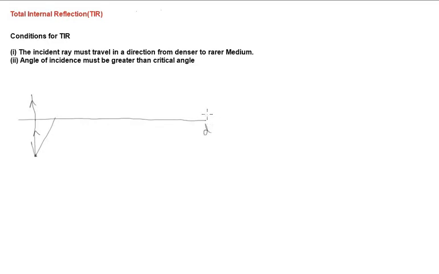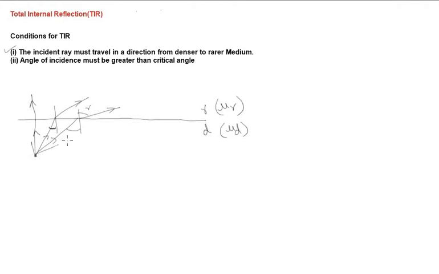Now suppose this is the denser medium, this is the rarer medium, and the refractive index of the rarer medium is mu r, and the refractive index of the denser medium is mu d. So the incident ray is going from denser to rarer, so the first condition is satisfied. Also, if you draw a normal, it will bend away from the normal, yes or no? Now if you increase the angle of incidence, as you can see this angle is greater than this angle, so the angle of refraction will also increase, so r has also increased.